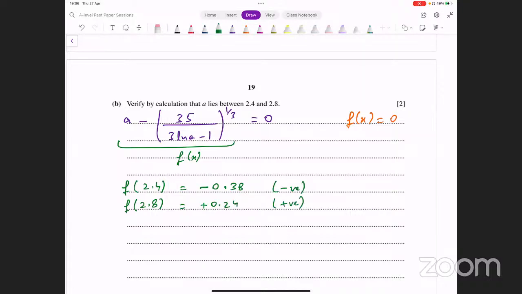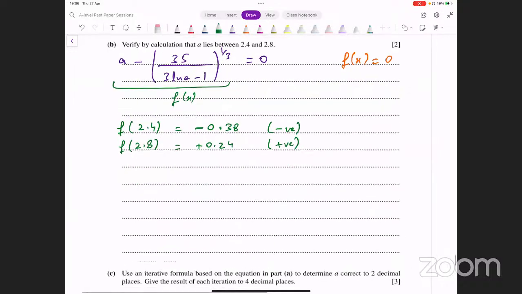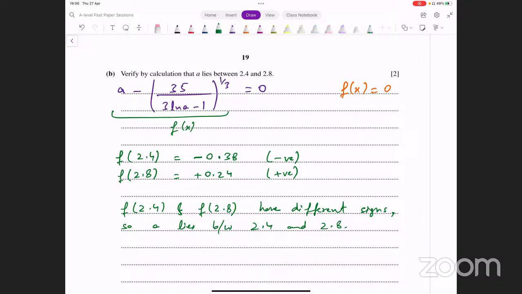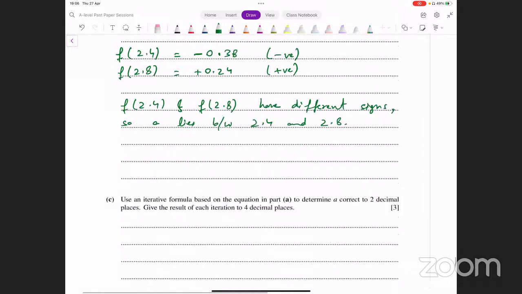All that we have to do now is just write down a statement. This statement is necessary to write. We'll say f of 2.4 and f of 2.8 have opposite signs. Since they have opposite signs, that proves that A, which is the solution of this equation, lies between 2.4 and 2.8. Okay, write this statement in your own words. You have to say the sign change is happening, that's why a solution lies between these 2 points. Okay, let's move on to the last one.